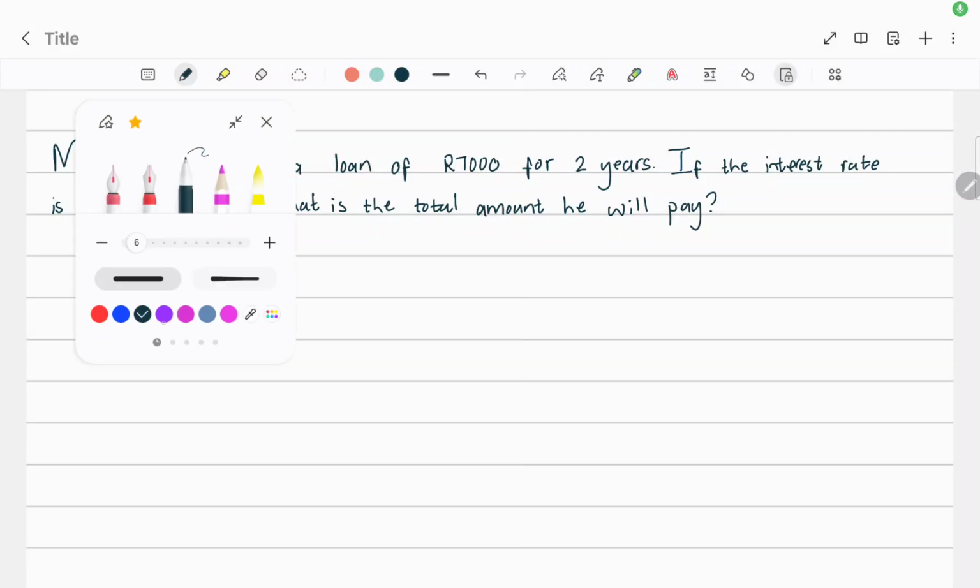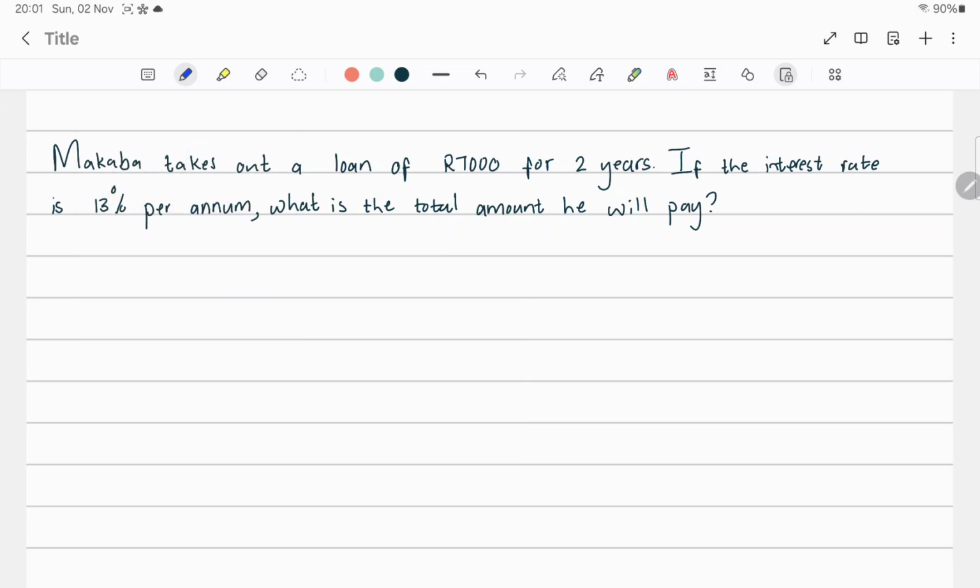Let's look at this one. All right, so now here in this question, it's financial maths. In this question, Makaba takes out a loan of 7,000 for 2 years. If the interest rate is 13% per annum, what is the total amount he will pay?